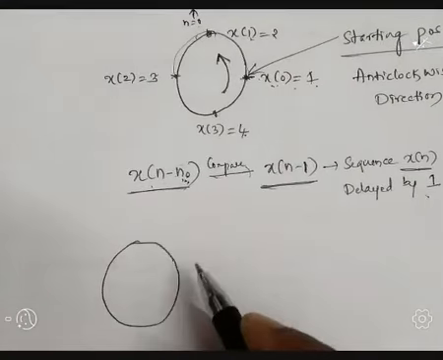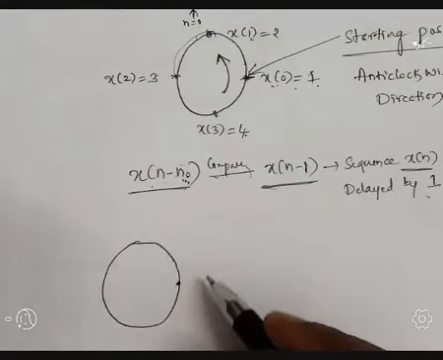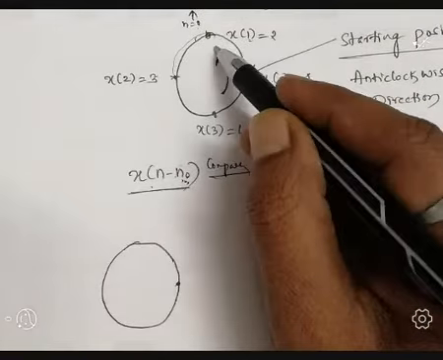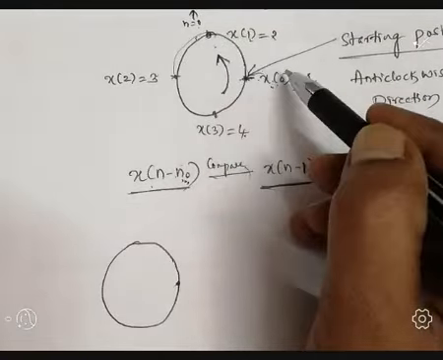This is the starting position as it is. So x of 0 is shifted in anti-clockwise direction by one sample. So this is shifted to here.